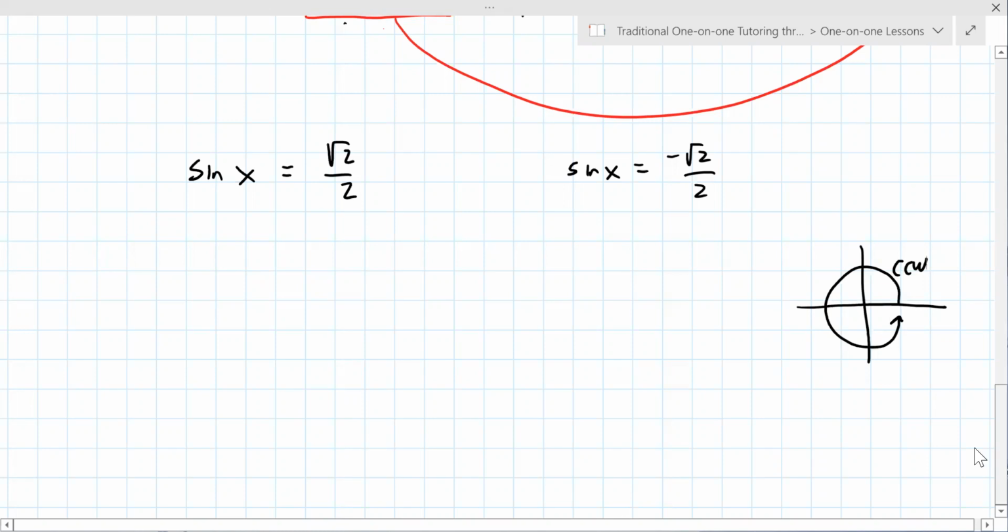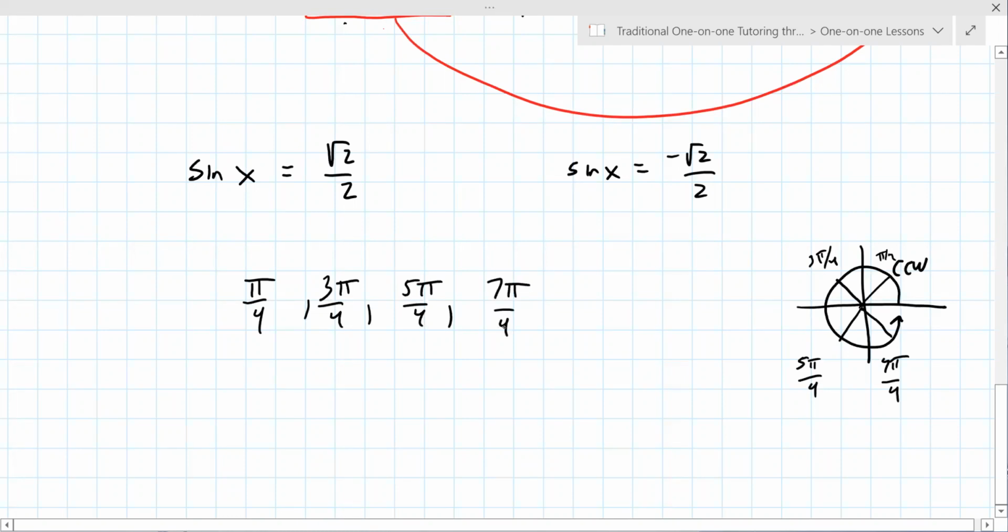3 pi over 4. Okay, that's this one over here on the left. 5 pi over 4. Okay, that's that one there. 7 pi over 4. And pi over 4. And we really want them in that nice ascending order. Like this. And that is your final answer.